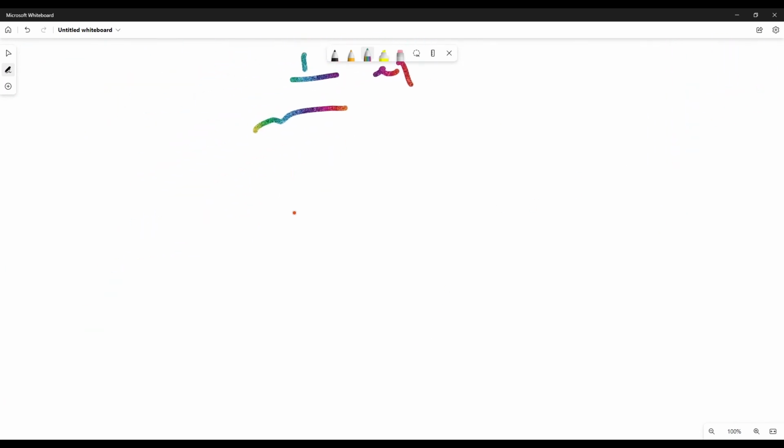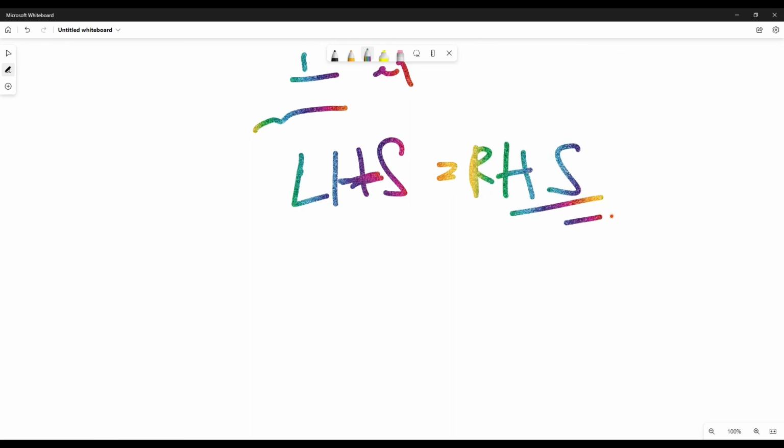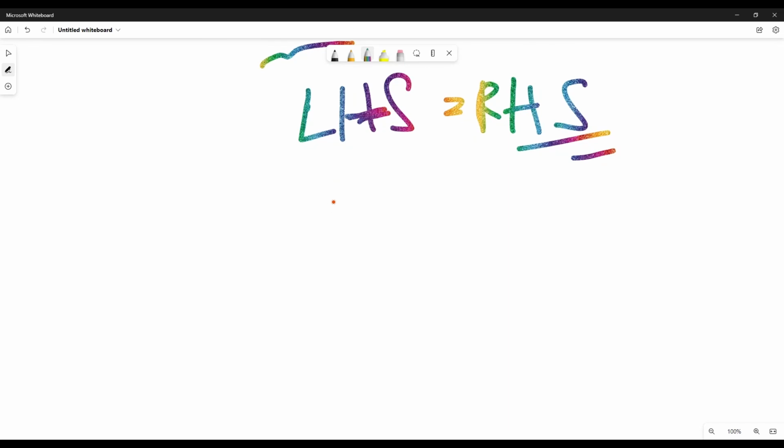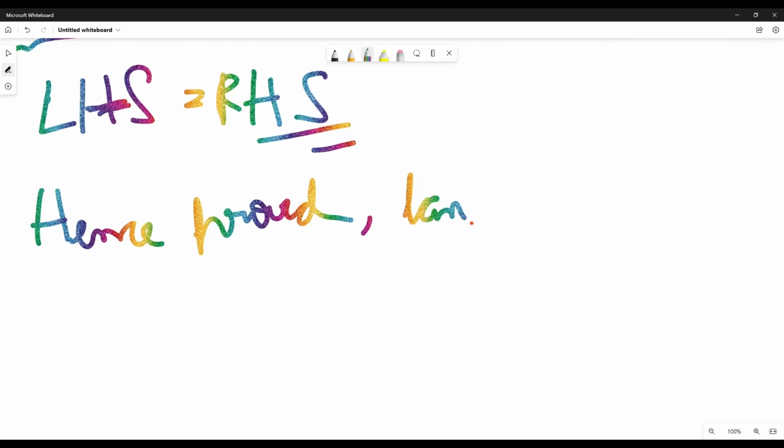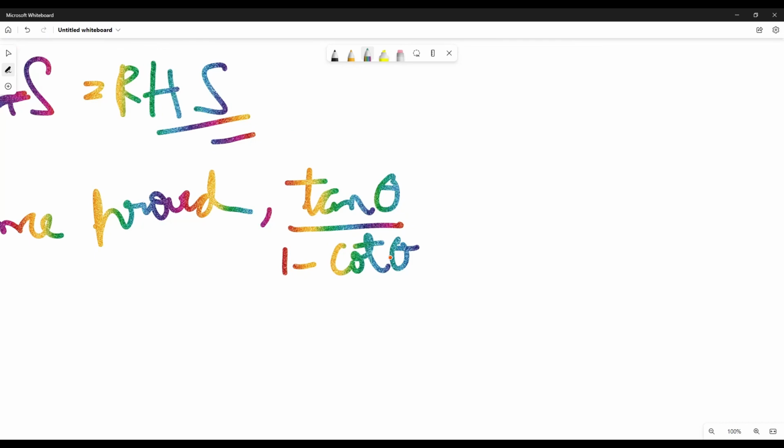So we can say LHS is equal to RHS, hence proved, just like we write in all other questions. That tan theta upon 1 minus cot theta, basically the question that we wrote, plus cot theta upon 1 minus tan theta.